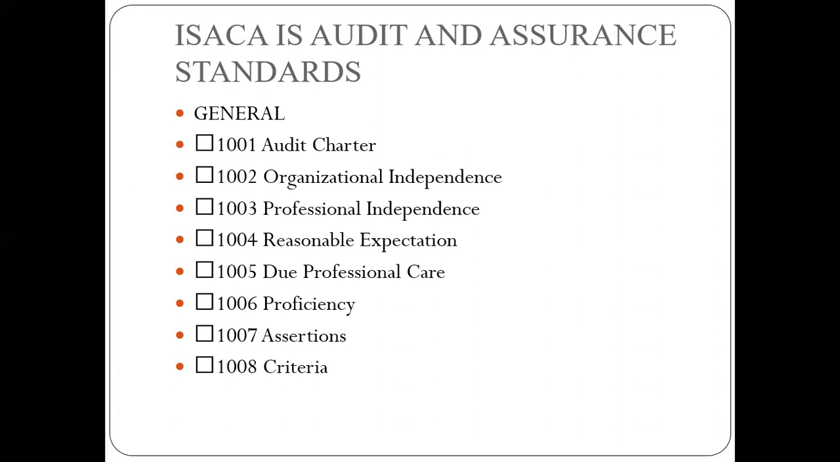Professional independence. 1003 is professional independence, and that has to do with the perception of an outsider when he or she is looking at the relationship between the auditee and the auditor. So it's about the relationship, avoiding bias, avoiding situations and events that can cast doubt on the integrity of the auditor. Over-familiarity with the auditee will impair your professional independence.